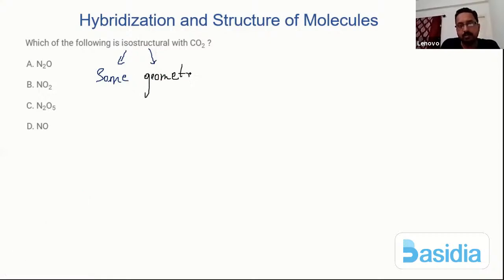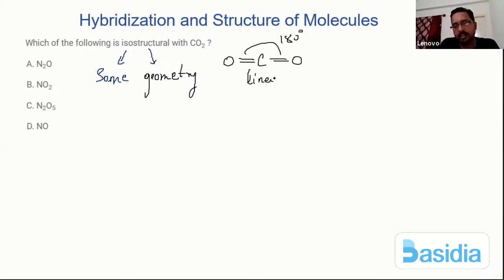Same geometry. Now, when we say carbon dioxide, C double bond O and C double bond O, I clearly understand it is a 180-degree, Sp hybridization, linear geometry molecule, correct? So this is the structure of CO2. Now we need to understand the molecules which are given here: N2O, NO2, N2O5 and NO. Okay, what are their geometries?